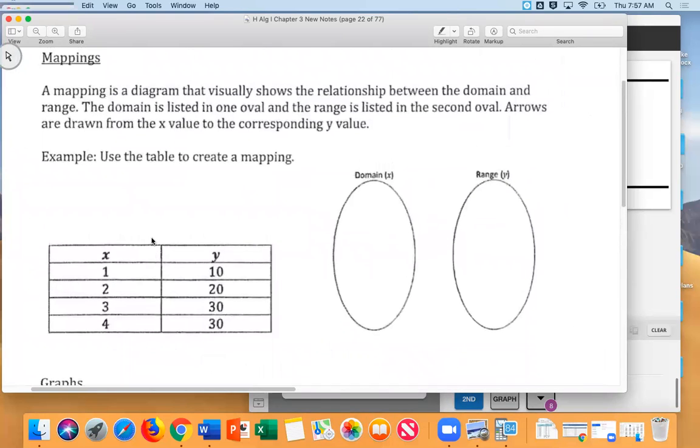All right, now let's talk about creating a mapping. So mapping is a diagram that visually shows the relationship between the domain and the range, okay? So as the last one had like 0 went to 15. This is going to be like more of a drawing. So how do I do it? You ready for this? These X values go in your domain, your kind of X oval. So I'm going to put in 1, 2, 3, and 4.